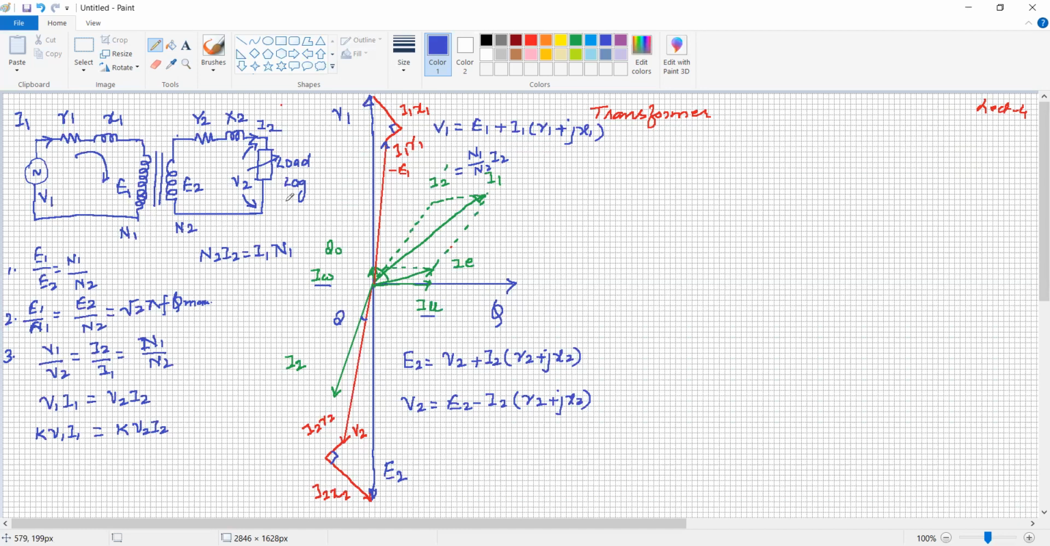The minus E1 indicates that it is referred to the primary side. Basically, the EMF induced due to the flux lags by 90 degrees, so E1 and E2 both lag the flux by 90 degrees. No doubt the magnitude of the voltage depends upon the number of turns in the primary and secondary windings. This is the highlight of the previous three lectures.